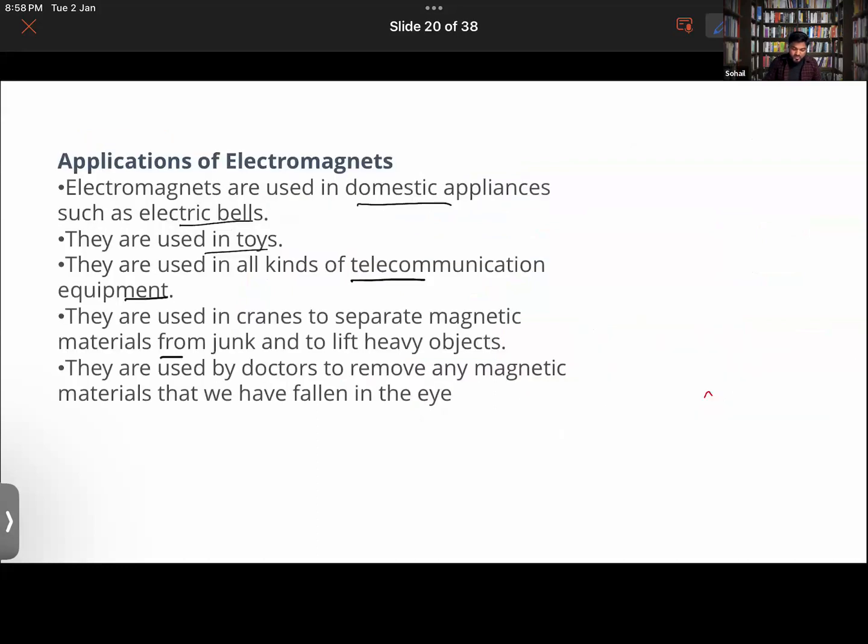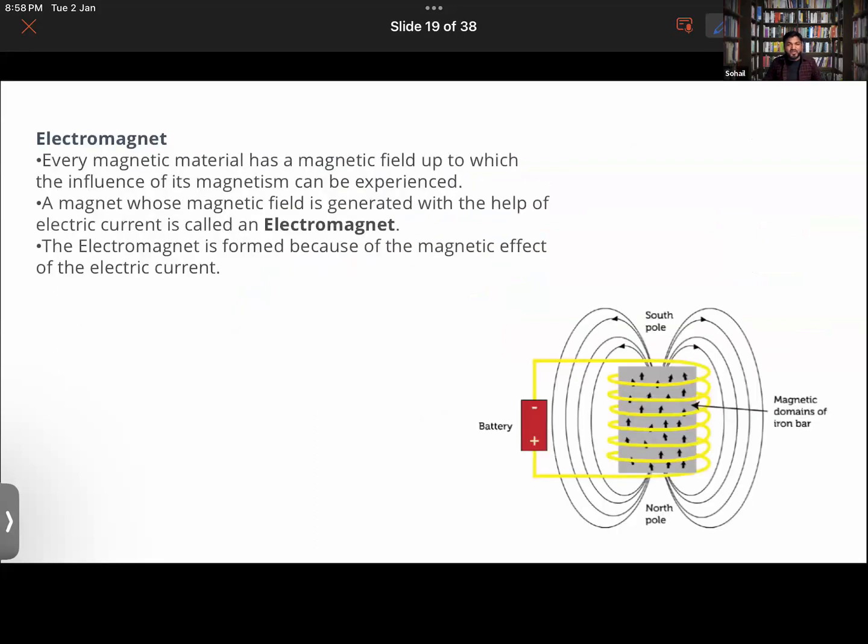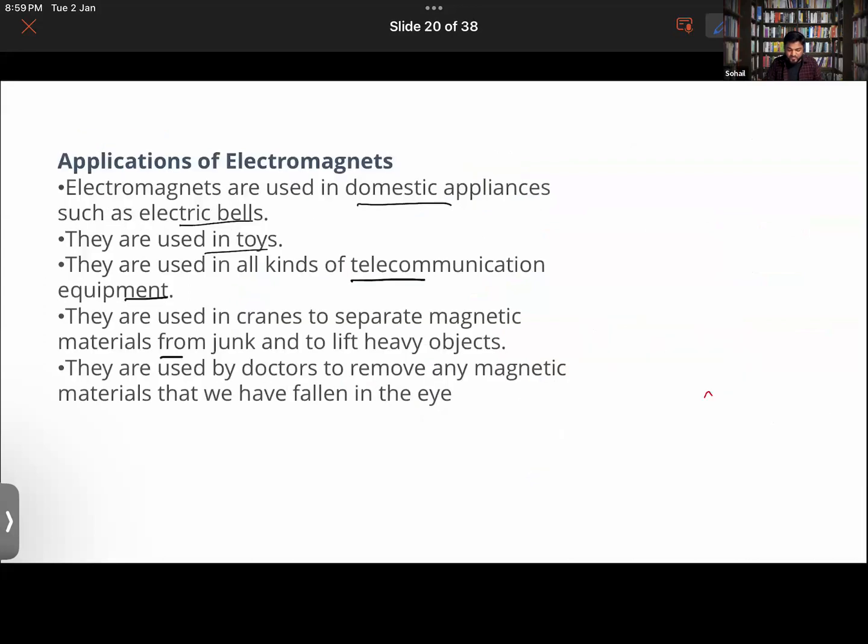And then we did talk about electromagnetism. Electromagnetism is basically the process of passing electric current through a piece of iron to make it an electromagnet, and thereby the magnetic effect is created. This whole process is called electromagnetism. Then we did talk about applications of electromagnets. These are used in different types of appliances. For example, these are used in toys. It is used in electric bells. There are different uses of it.